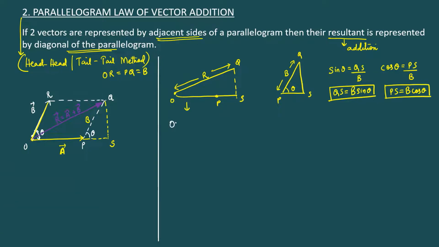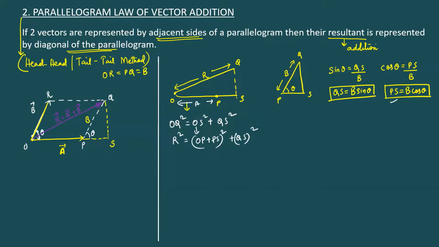So according to Pythagoras theorem, OQ square is equal to OS square plus QS square. Now, what is OQ? OQ is nothing but the resultant value, so R square. Now, what is OS? As you can see, OS is nothing but OP plus PS. And what is the length of OP? The length of OP is nothing but the magnitude of the A vector, which is A. And PS we have already found, B cos theta. So if I split up OS, I can write it as OP plus PS the whole square plus QS square.